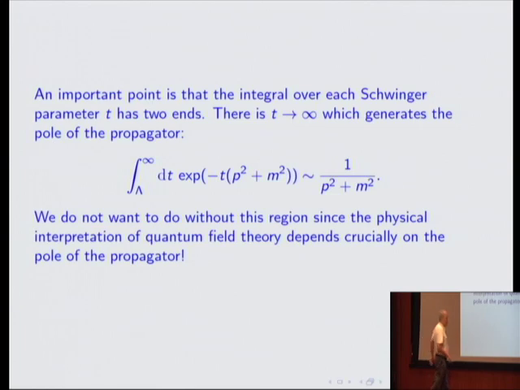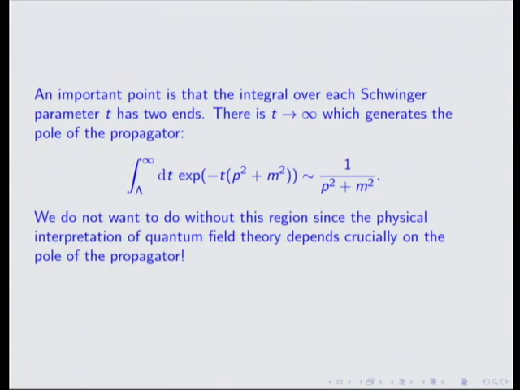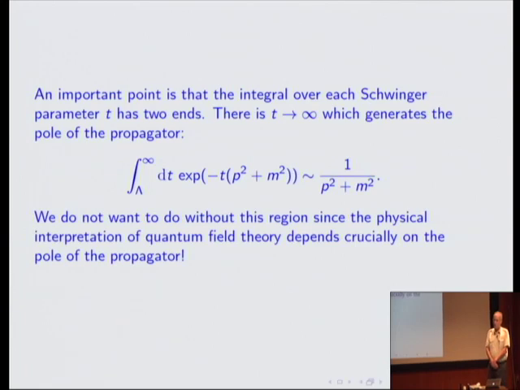We don't want to do without the region of large T because the pole of the propagator is completely essential to the physical interpretation of quantum field theory. So the reason we are describing particles is that our amplitudes have singularities that come ultimately from the poles of propagators. And if you like, the physics in quantum field theory is because the amplitudes have those singularities. For example, at the most basic level, if you look at tree level, at e plus e minus going to e plus e minus, there's a W boson resonance. And so there's a pole in the amplitude at tree level that comes from the pole of the W boson propagator. So we don't want to do without the poles of propagators, so we need the large T part of the integral.